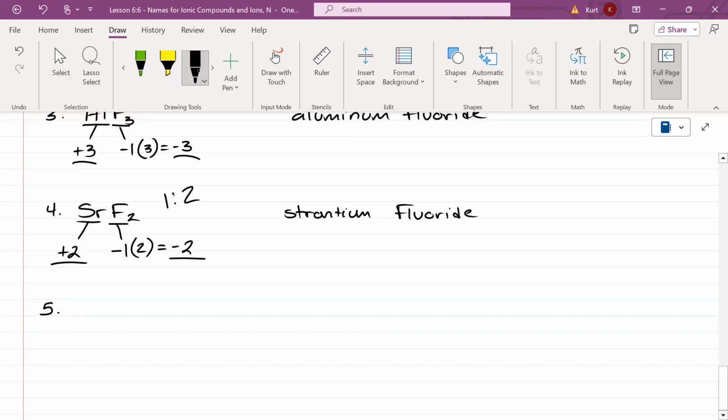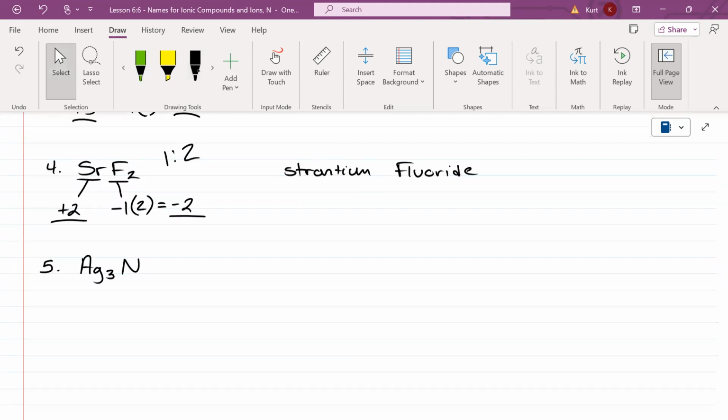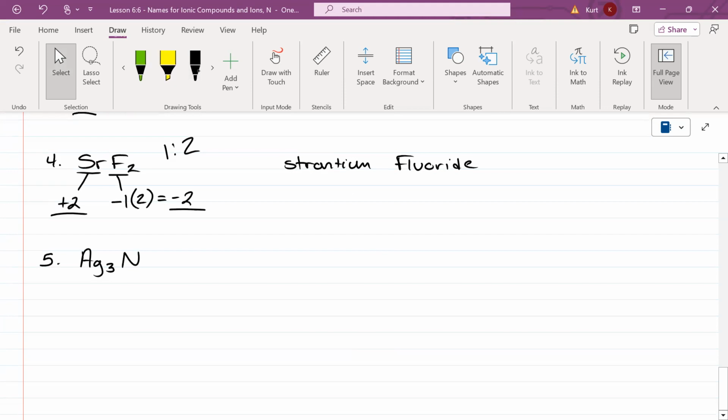Okay, number 5, Ag3N. For our purposes here, I'm not going to tell you the very specific rule for silver. I just want you to apply the overall rule. Silver is a transition metal. You don't know what its charge could be. It's in the D block. But what you do know is you have nitrogen. Nitrogen is in group 15. It has a negative 3 charge. You only have 1 nitrogen. It technically is now nitride. So you have 3 silvers here.